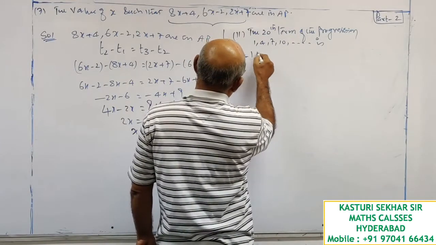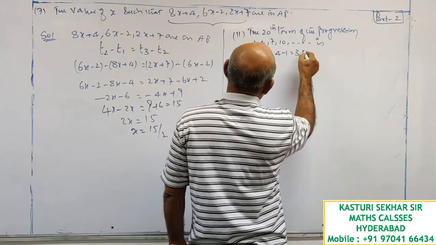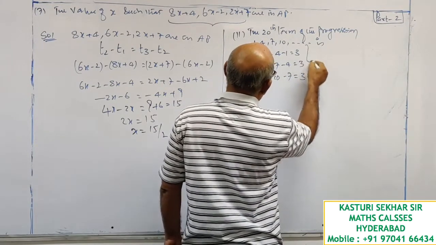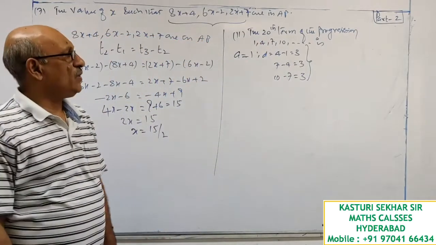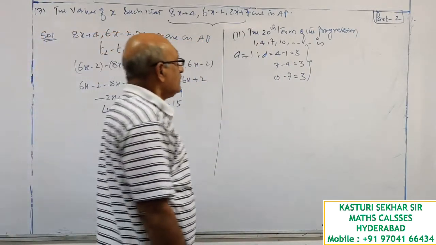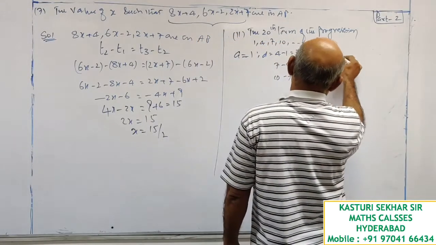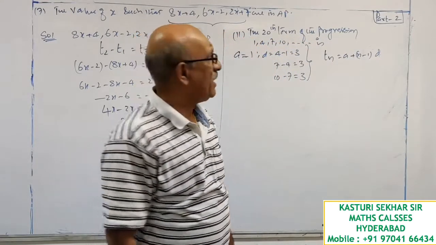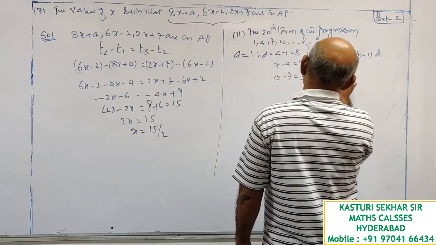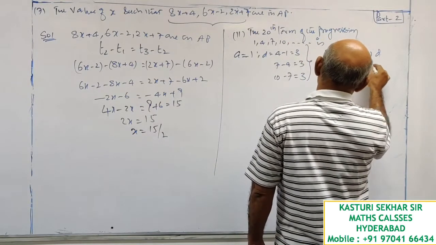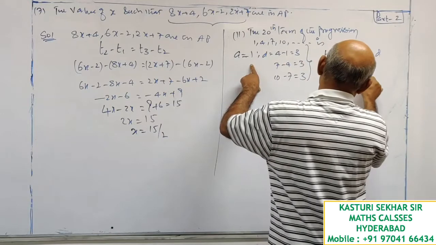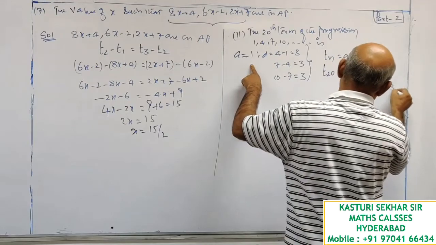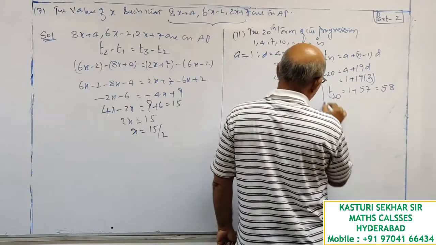So A is equal to 1. Common difference: 4 minus 1 is 3, 7 minus 4 is 3, 10 minus 7 is 3. Common difference is same, so it is in arithmetic progression. So Tn is equal to A plus (n minus 1) into D. So T20 is equal to A plus 19D, which is 1 plus 19 into 3, 1 plus 57, this is 58. T20 is 58.